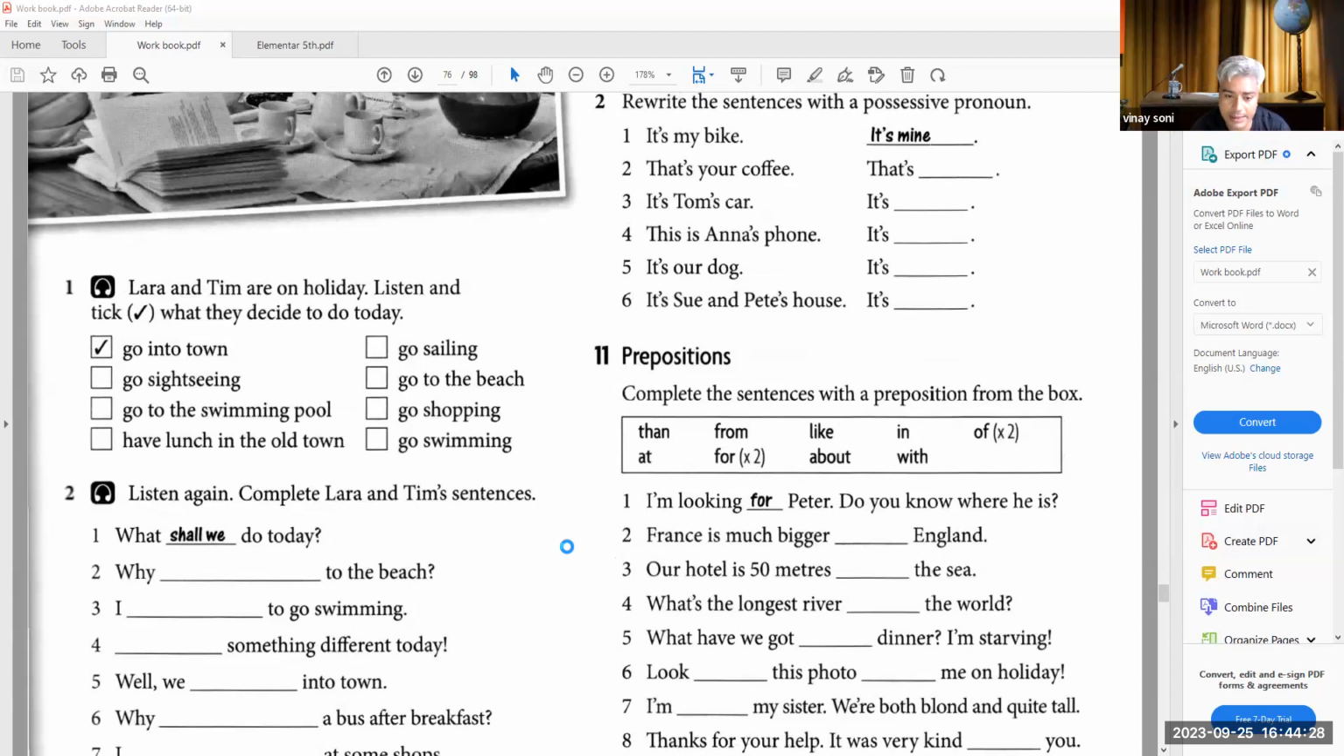Unit 11, exercise 9. Unit 11, exercise, Parts 1 and 2.